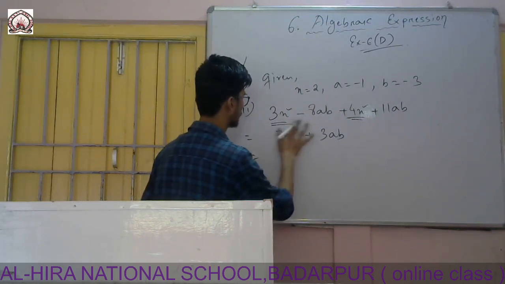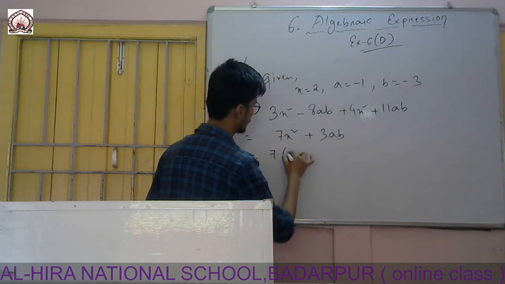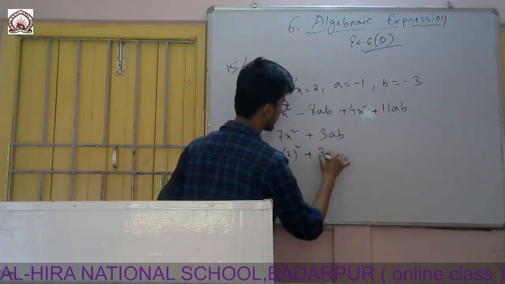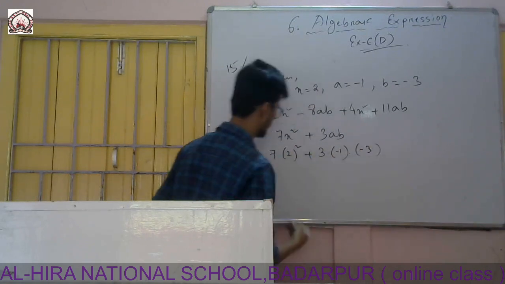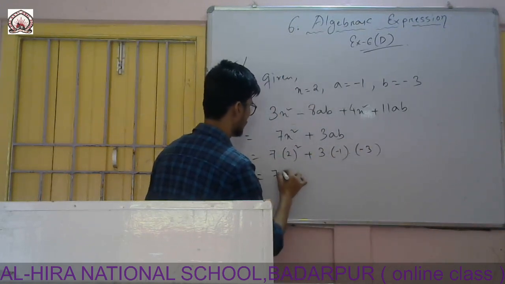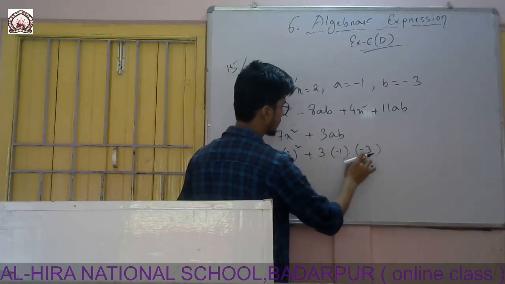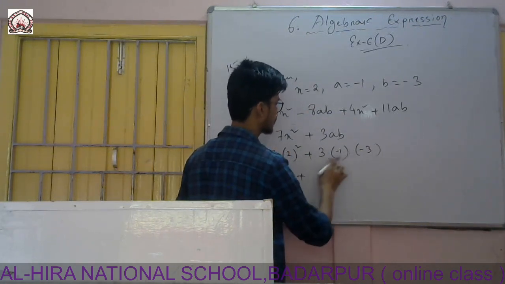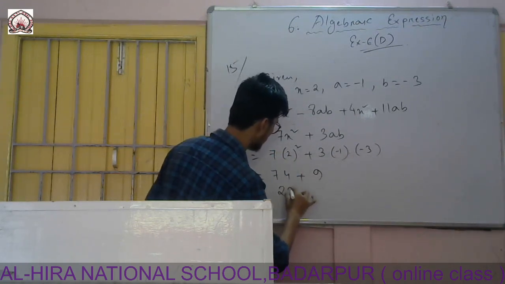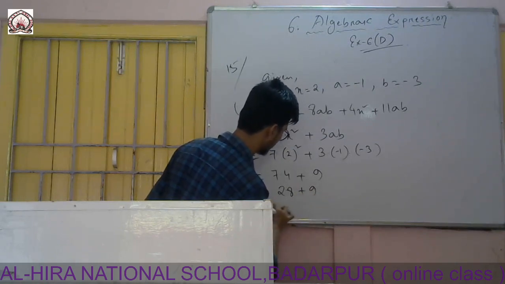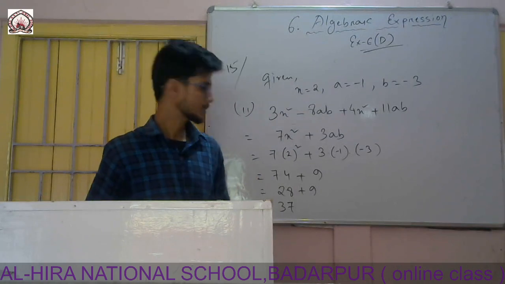So now you put the value, so 7 into 2 square plus 3 into value of a is given as minus 1 and b as minus 3. So 7, 2 square is 4 plus, you see minus minus it is plus and plus plus it is again plus. So 3 1s are 3 and 3 3s are 9. 7 4s are 28 plus 9. It is 37. So answer is 37.